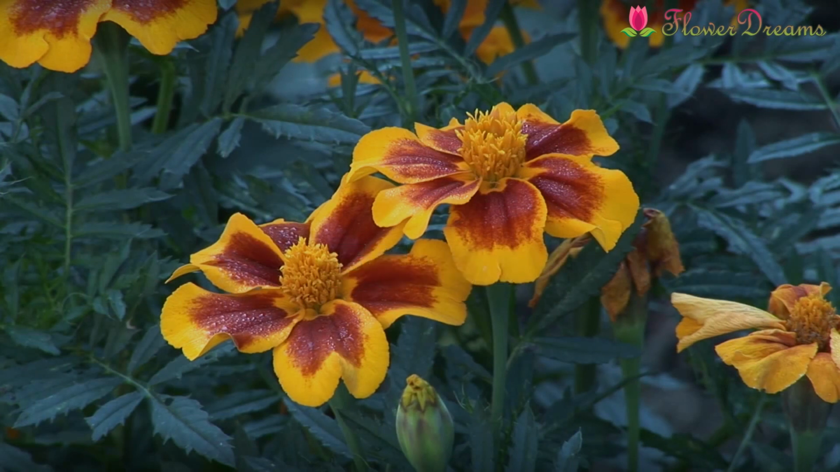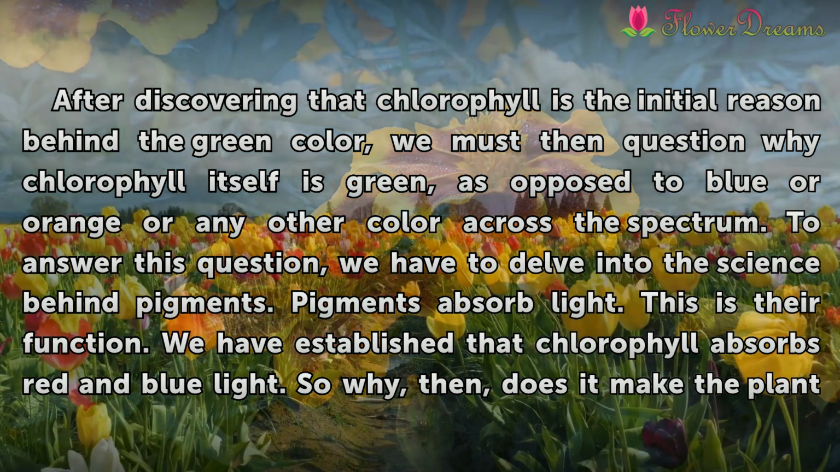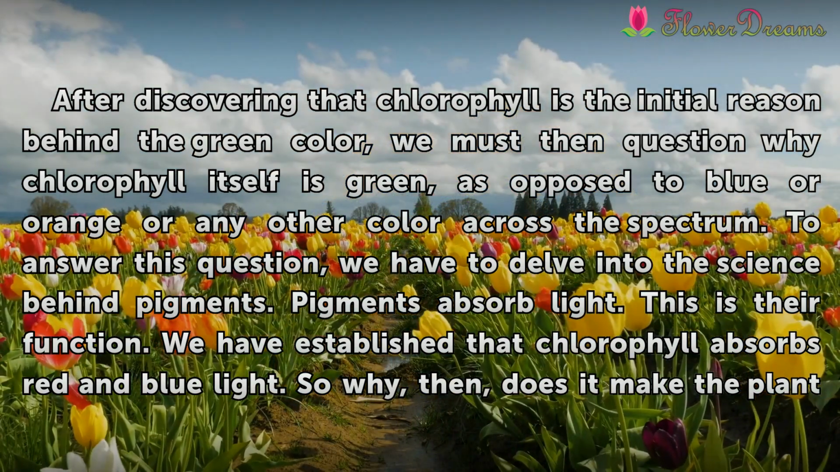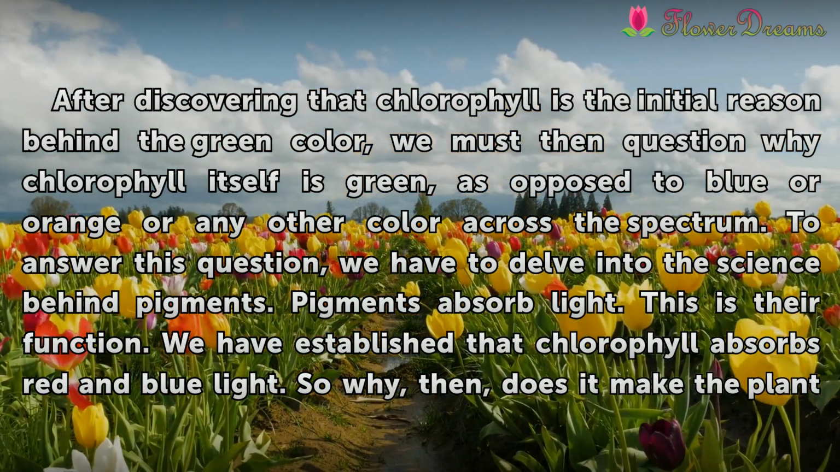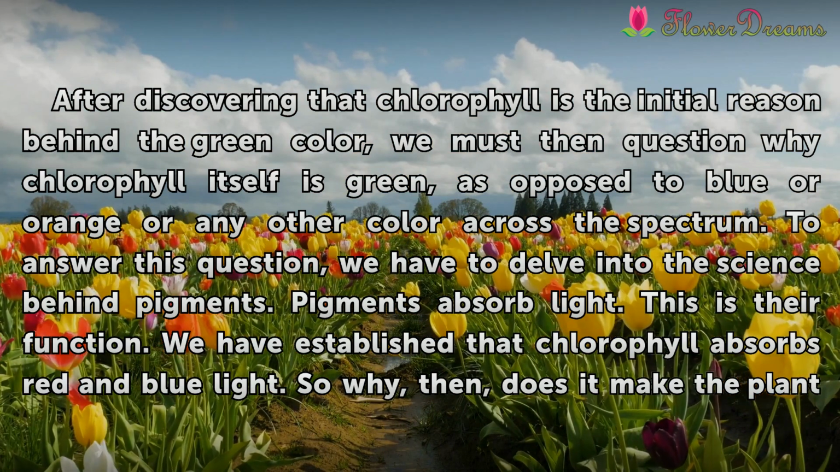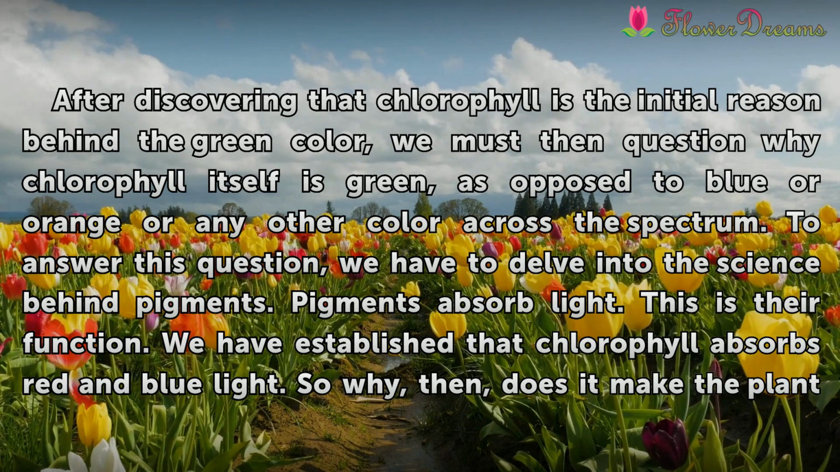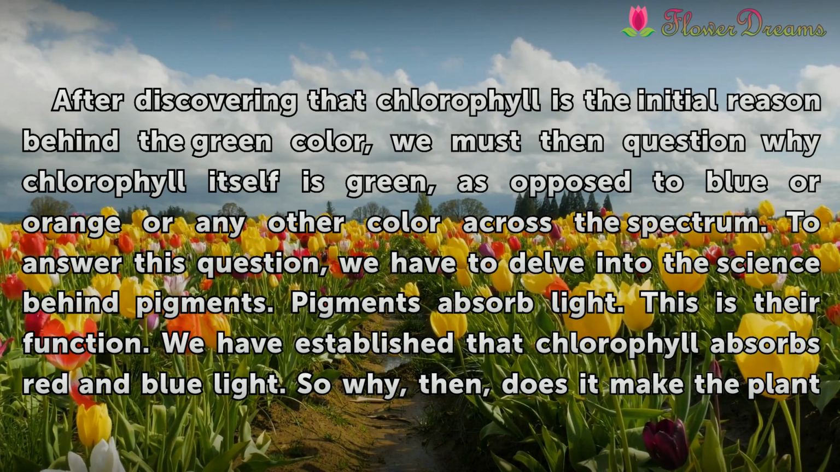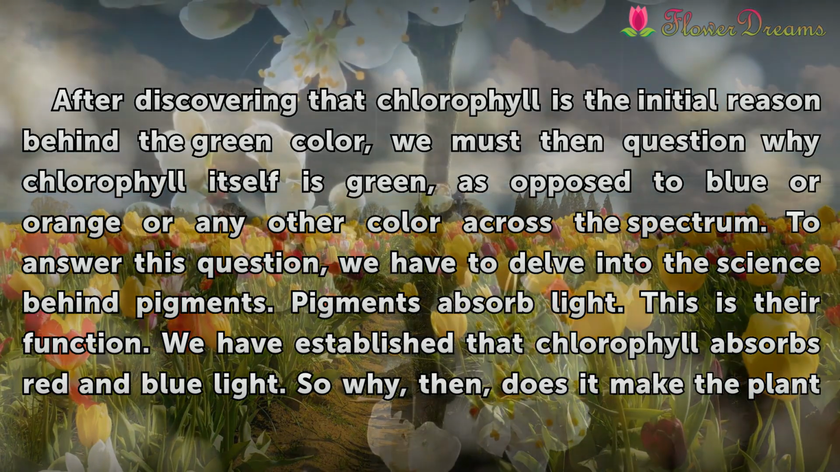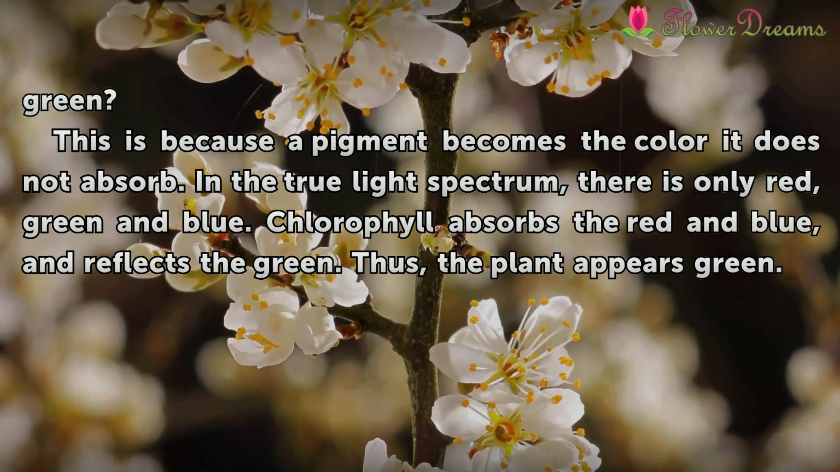Effects. After discovering that chlorophyll is the initial reason behind the green color, we must then question why chlorophyll itself is green, as opposed to blue or orange or any other color across the spectrum. To answer this question, we have to delve into the science behind pigments. Pigments absorb light. This is their function. We have established that chlorophyll absorbs red and blue light. So why, then, does it make the plant green?